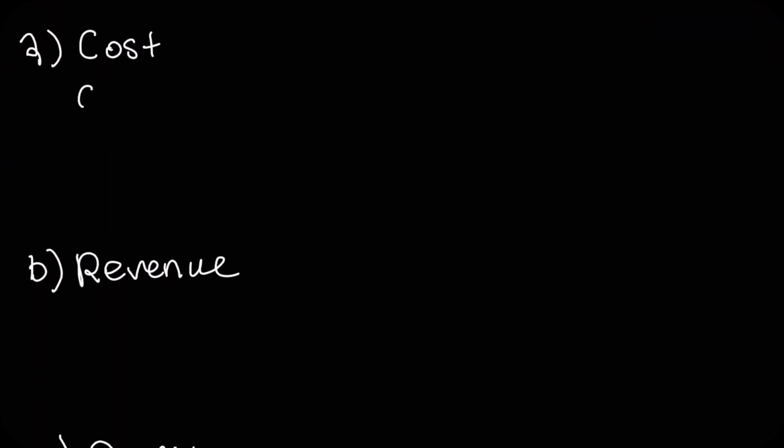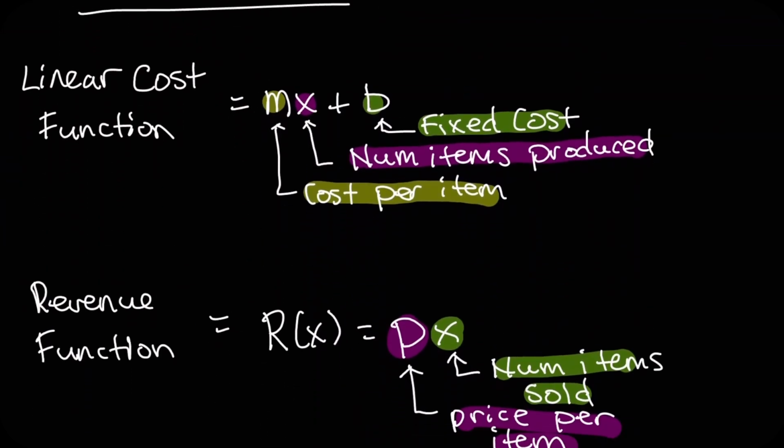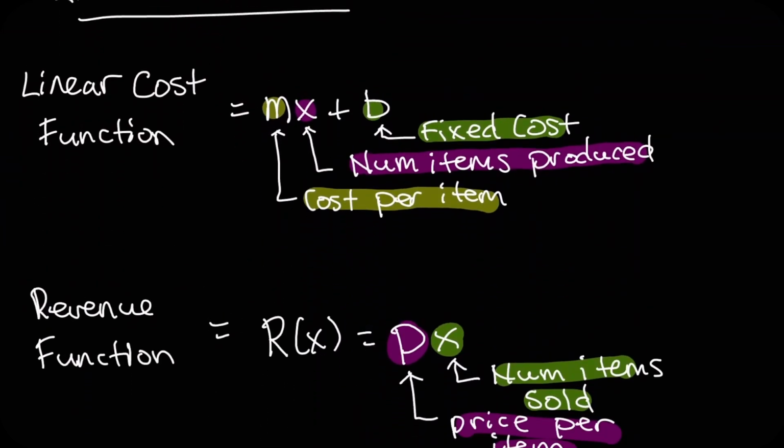So our cost function, C of x, is going to be equal to mx plus b. And we can go ahead and figure out what our individual pieces are. So going back up to the top, we know for our linear cost function, our b is equal to our fixed cost, which is going to be $2,400. Our m is going to be equal to our cost per item, which is $120. And then finally, we have our p, which is equal to $150. But we'll use that in our profit equation a little bit later.